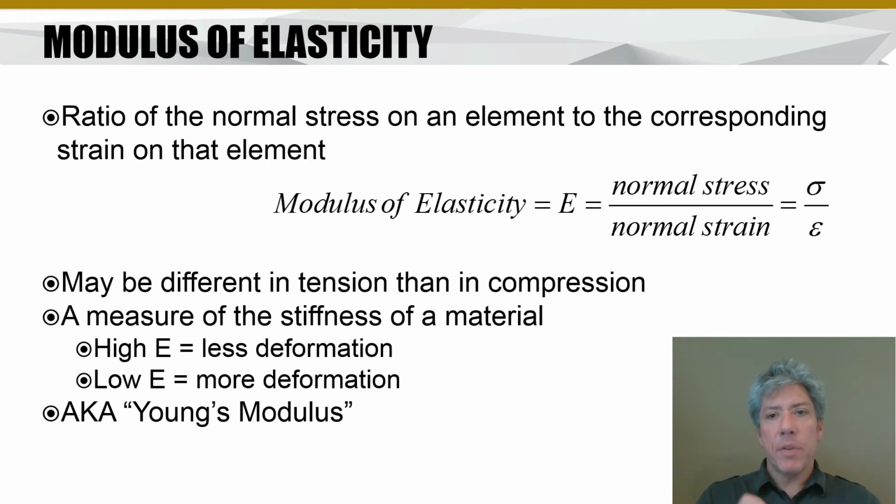Now, one thing about the relationship between stress and strain: it can be different in tension than in compression. Most of the materials we deal with in this class will be the same. Steel, it's the same. Concrete will fracture differently in tension than it does in compression. As a matter of fact, concrete is a brittle material, and most brittle materials will fracture in tension much more easily than in compression. But we'll get to that a little bit later.